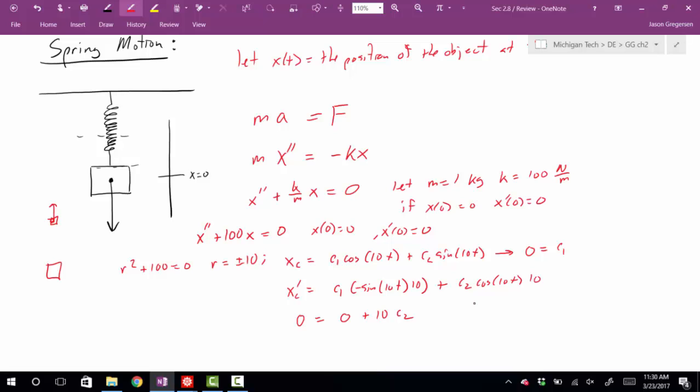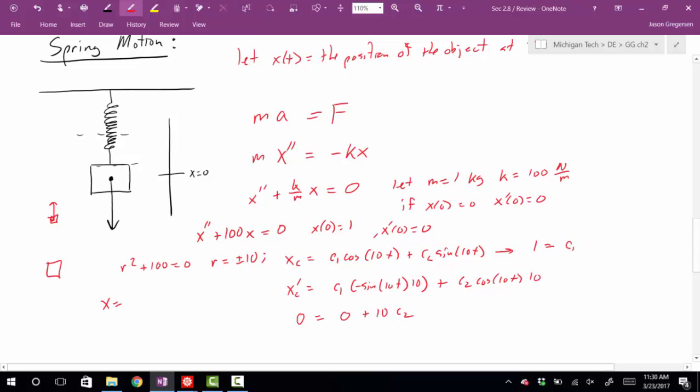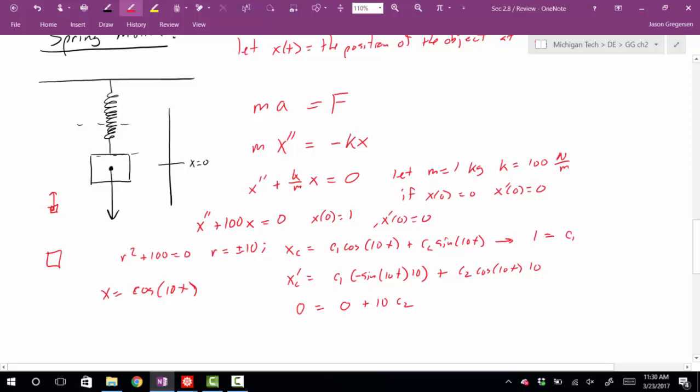Okay? But so far, everything should match our expectation. All right. So if we change this to x of 0 equals 1, then what do you get? Well, over here, I would get 1 equals c1. And then the second piece would basically be the same, right? So now I have a solution that looks like x equals cosine of 10t. That makes sense because I expect this thing to oscillate back and forth. And it's a cosine instead of a sine because I'm starting up at a value of 1 here. Okay. All right. Let's visualize this thing.